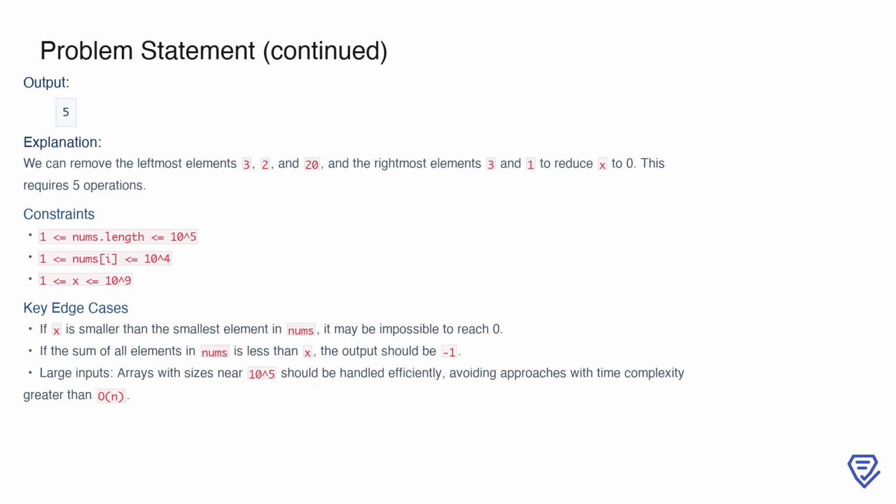Additionally, if the total sum of all elements in nums is less than x, or if x is smaller than the smallest element in the array, it may be impossible to reach 0. Your algorithm must handle these cases correctly and return -1 when appropriate.